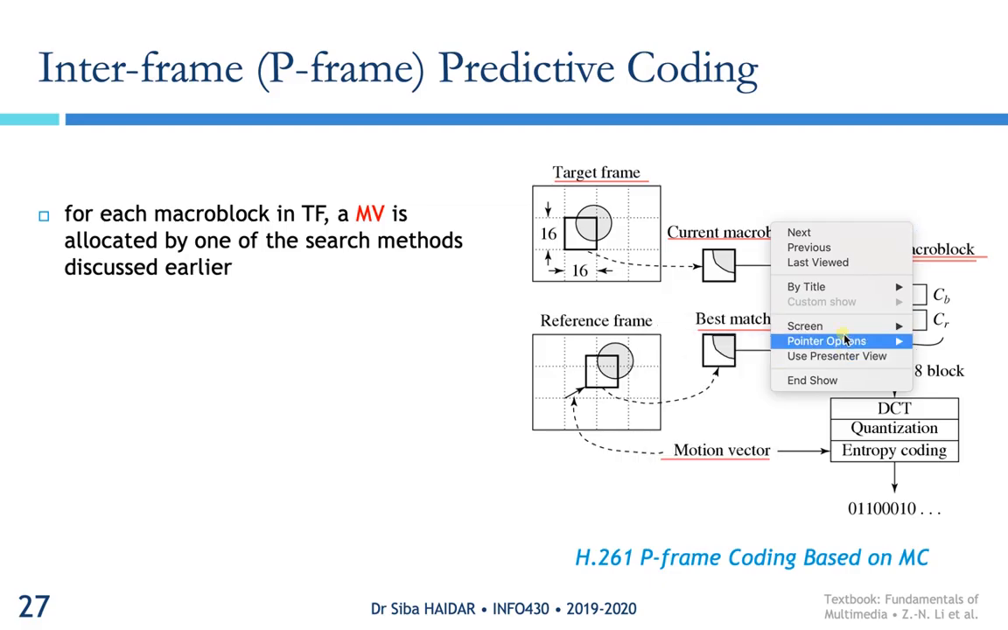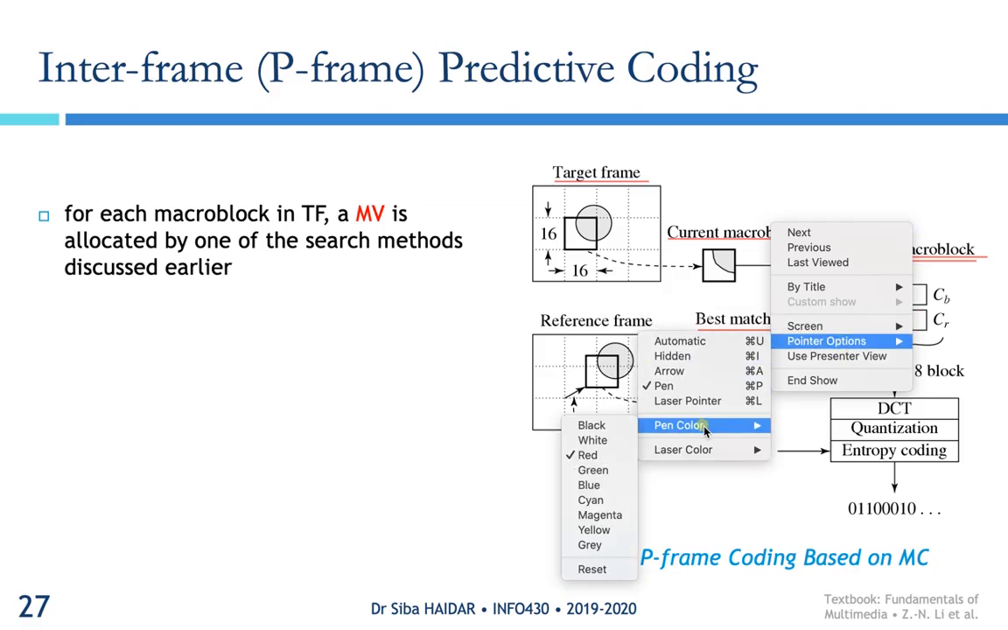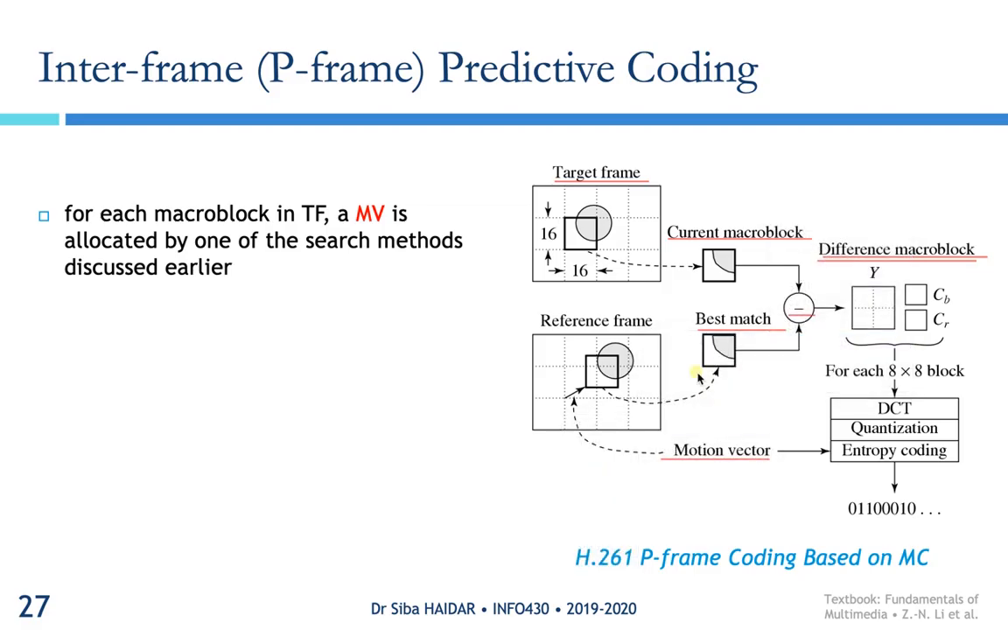Let me change the pointer options. Let me change the color. I take now the green color and I will mark here that for the difference macro block I will apply the following. I take each 8 by 8 block. I have 4 for Y, 1 for CB, 1 for CR. But remember, I have lots of zeros because this is only the difference. I apply for each of the 8 times 8 blocks the DCT, then the quantization, and then the entropy coding.